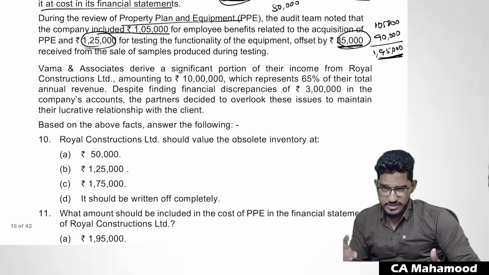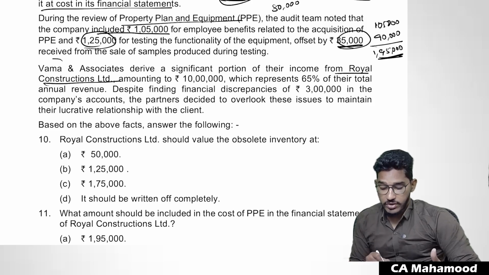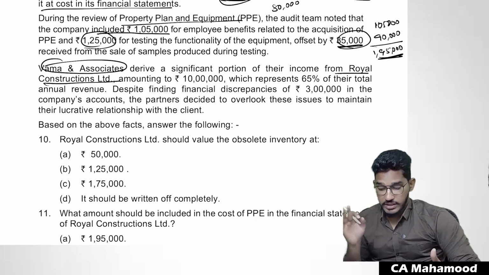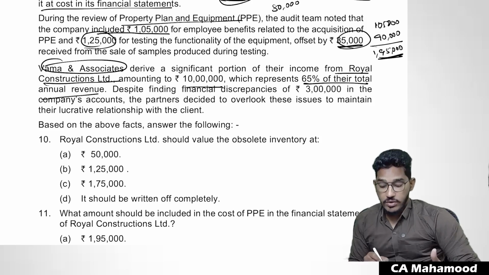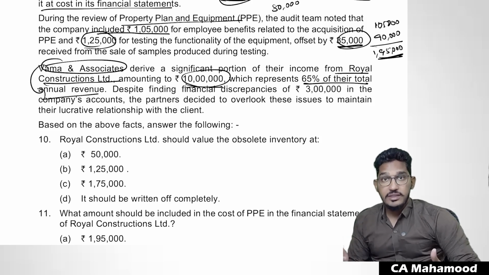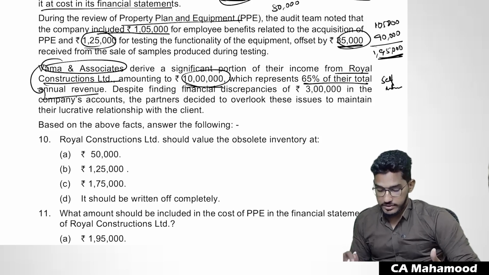See, this is from the accounting standards. Next, Vama and Associates derive a significant portion of their income from Royal Constructions Limited. Auditors are going to derive majority of their income from one client only, which is amounting to 10 lakh, which is representing 65% of their total revenue. In the audit firm's total revenue, 65% of the fees is coming only from one client. They are excessively relying on the client for their revenue. This will be a self-interest threat. This will be what? Self-interest threat.